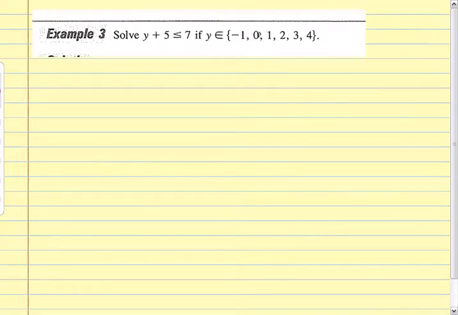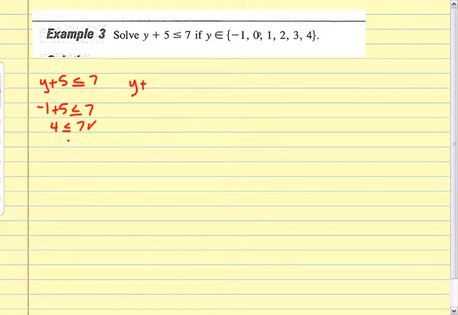It says solve y plus 5 is less than or equal to 7 if, and it gives us a domain, okay? The domain is -1, 0, 1, 2, 3, 4. Those are the things that we can plug in. All right, well, let's do it for each one of them. Y plus 5 is less than or equal to 7. -1 plus 5 is less than or equal to 7. Okay? 4 is less than or equal to 7. That's true.